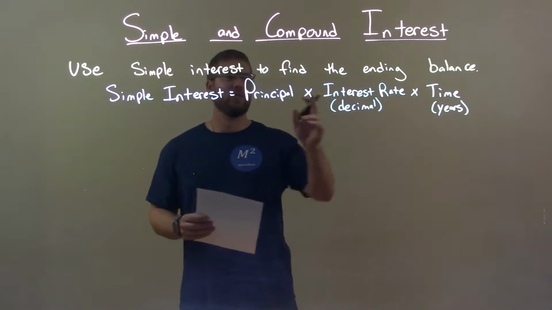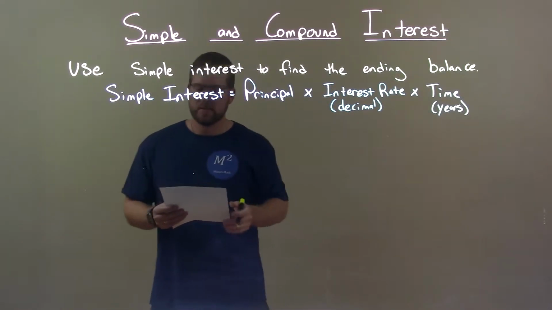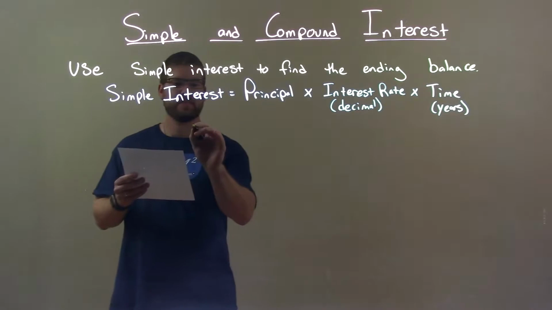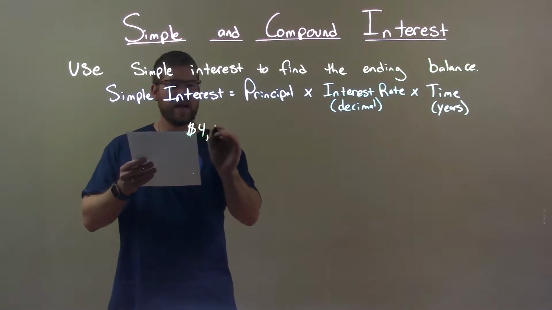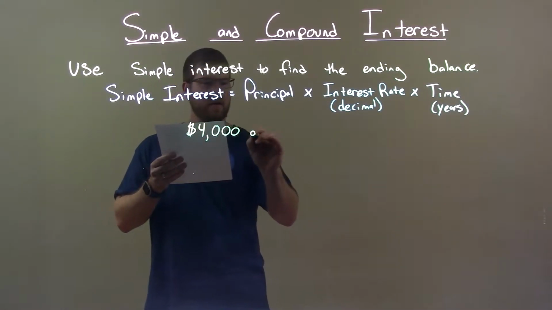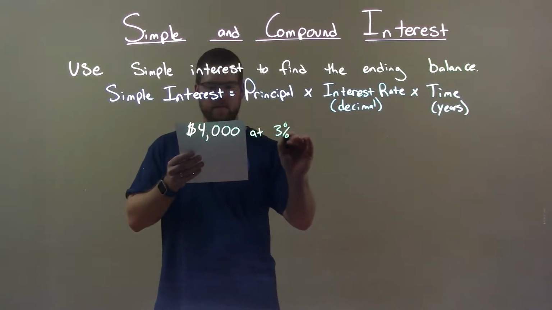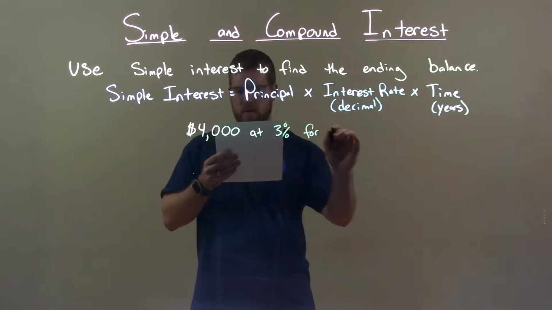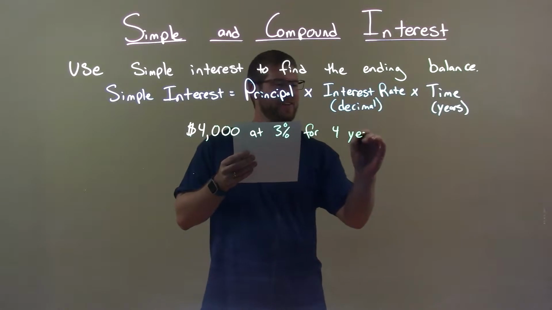Use simple interest to find the ending balance. If I was given this problem, $4,000 at 3% for 4 years.